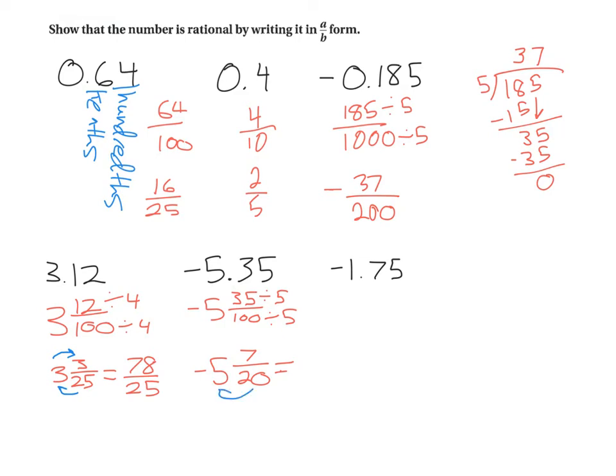20 times 5 is 100. 100 plus 7 is 107 over 20. And we'll make that negative. And you know what? We're going to actually skip this last example because I think you got the hang of this. And we're going to move on to changing fractions into decimals, and that can be a little trickier.